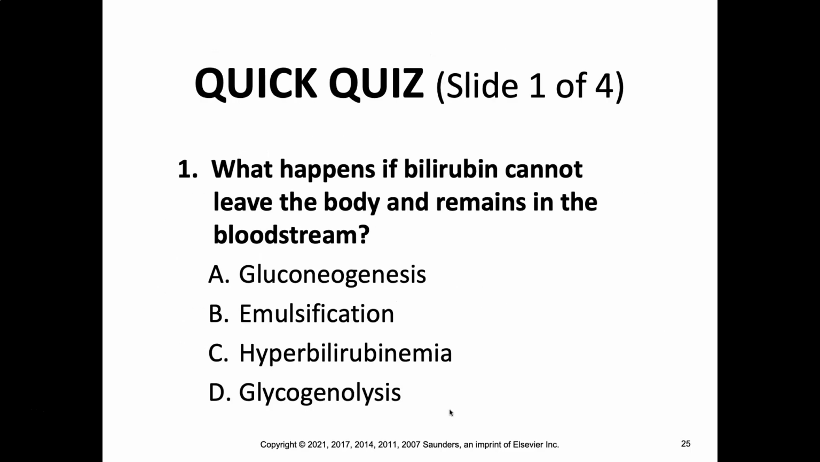So, quick quiz. What happens if the bilirubin cannot leave the body and remains in the bloodstream? Well, let's think about this here. If you have bilirubin and it can't leave the body, it remains in the bloodstream, it's going to build up. It's going to get higher and higher and higher, and you're going to have too much of it. Which of these terms means too much bilirubin? I think that will help.